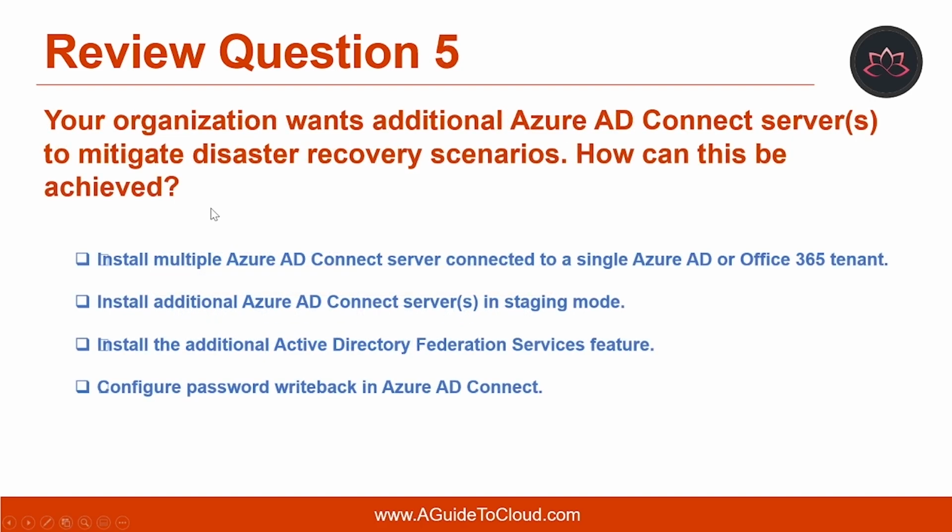Let's have a look at the 5th question. Your organization wants additional Azure AD Connect servers to mitigate disaster recovery scenarios. How can this be achieved? The correct answer is install additional Azure AD Connect servers in staging mode.